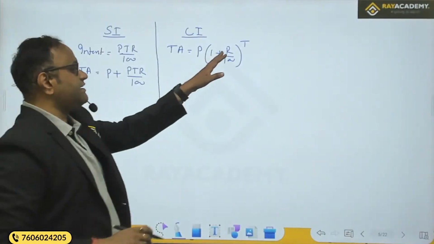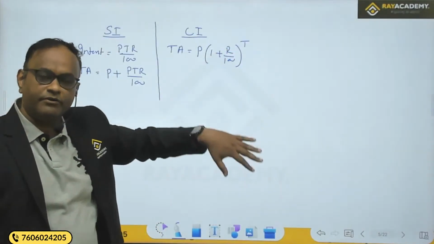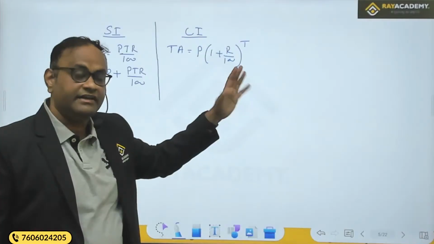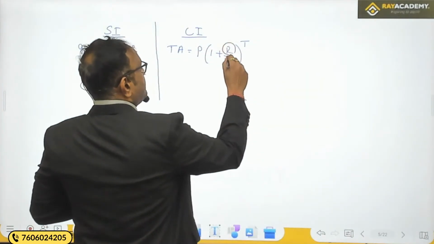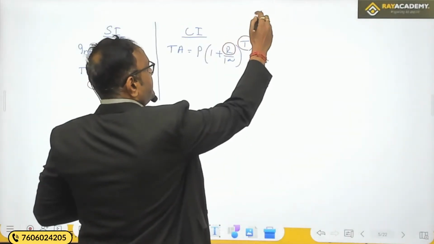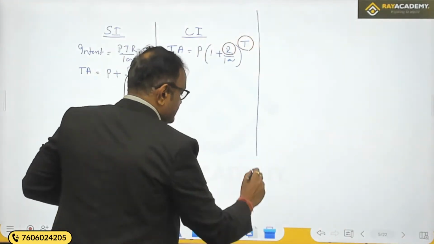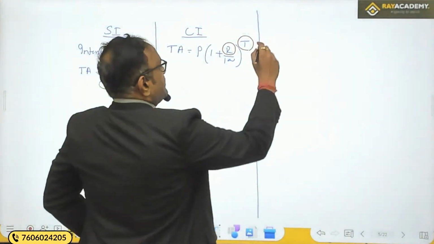And what is R here? R is the rate of interest for the compounding period. T is the number of compounding periods. Now, R and T, we will see the difference: compounding period, all these things. Two scenarios I will give.